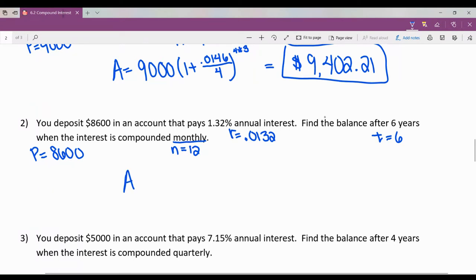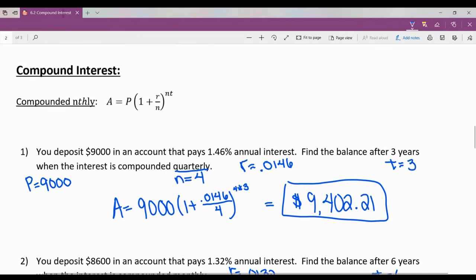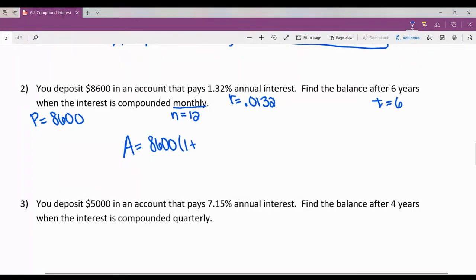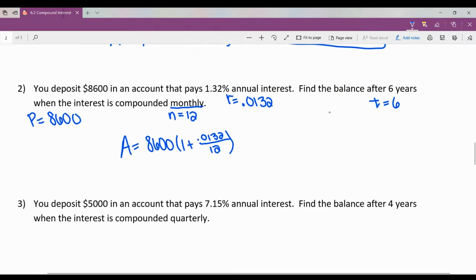All right, so I go ahead and I set this up. My amount in my account is equal to, okay, and then it was P, so my starting amount, 8,600, times 1 plus, and then it says R divided by N. So my R is 0.0132 divided by N, which is 12, and then I raise that to the N times T. So 12 times 6.